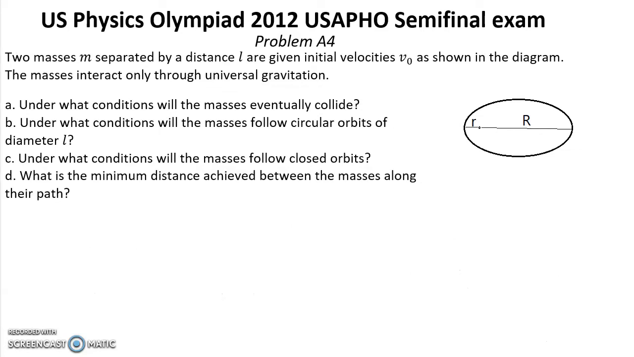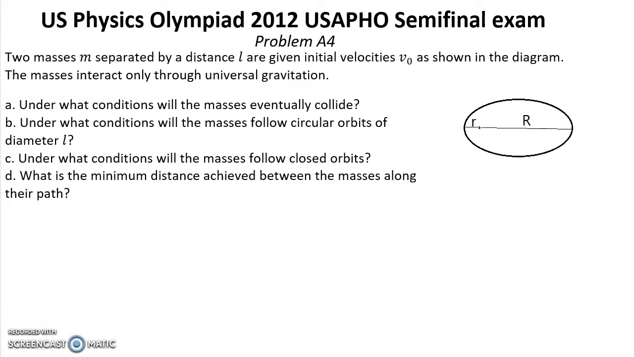Question B. Under what conditions will the masses follow circular orbits of diameter L? First, let's write the expression for gravitational force between these two masses. That will be G M squared over L squared. But on the other hand, this force which holds the planet on a circular orbit must be equal to the centripetal force M V squared over radius, which is L over 2. And from here we can find the speed for circular orbit. That will be the square root of G M over 2L. That was the answer for question B.